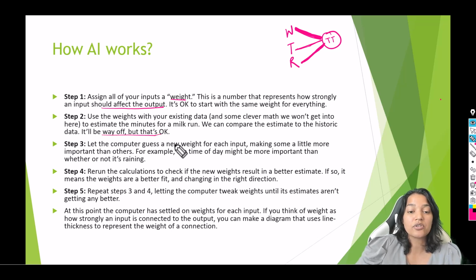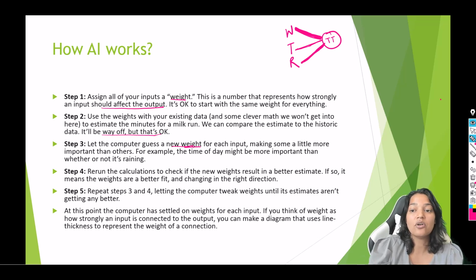Now let the computer guess new weights. For each input, make some adjustments, right? You say some inputs play a much bigger role, so you increase the weight of some inputs, you decrease the weight of others, and you see how much time it is giving you now. And if it matches, we are good. Otherwise, you redo this calculation until you reach an output which matches your exact output.